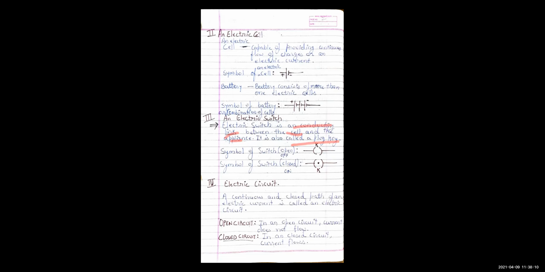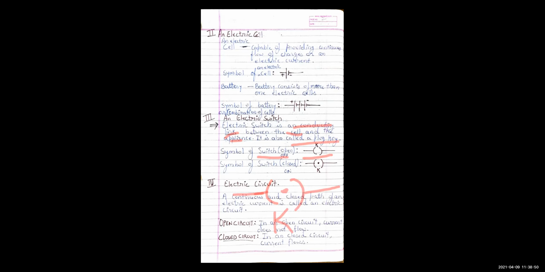So here we have the symbols to show the switch open. Once it is open, the current will break, which means the switch is off. You have to show just 2 brackets and 2 wires on the other side and blank inside, right? But when you want to show it in the on condition, the closed condition, you need to put a dot and you have to write K. So this is the symbol for an electric switch or a plug key. You have to remember the terms open and closed.